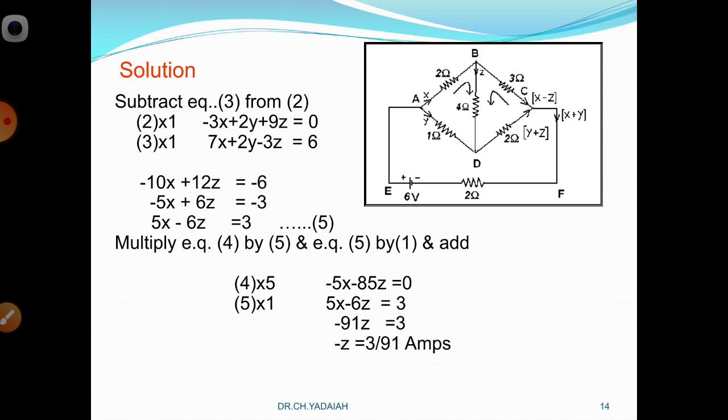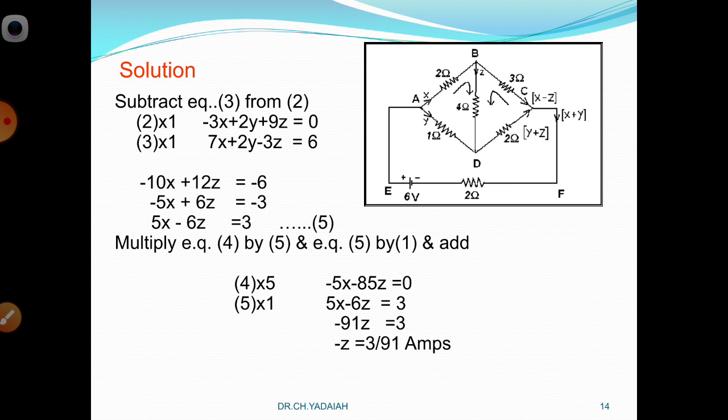What we assumed previously, arbitrarily, for simple calculation is wrong. The current direction is from D to B. Simply change the direction. We got it. This is no problem. Okay. But whatever you assume, you have to follow the same consistency throughout the problem. Now we got the z value. So z value is equal to 3/91, that is, a milliamperes current flowing from D to B.